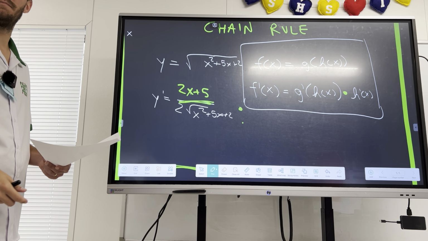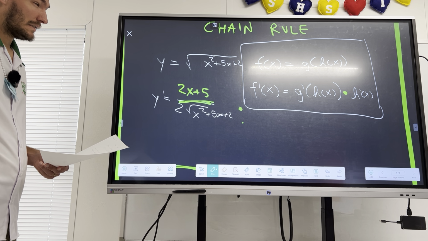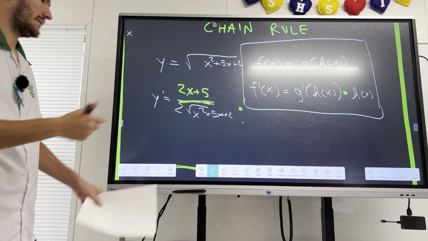Can you pull out an x and then just simplify 2x? Are you talking about from this?